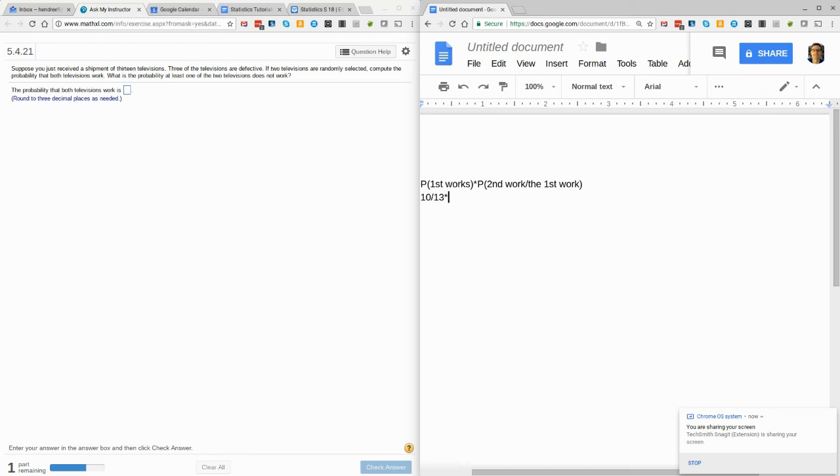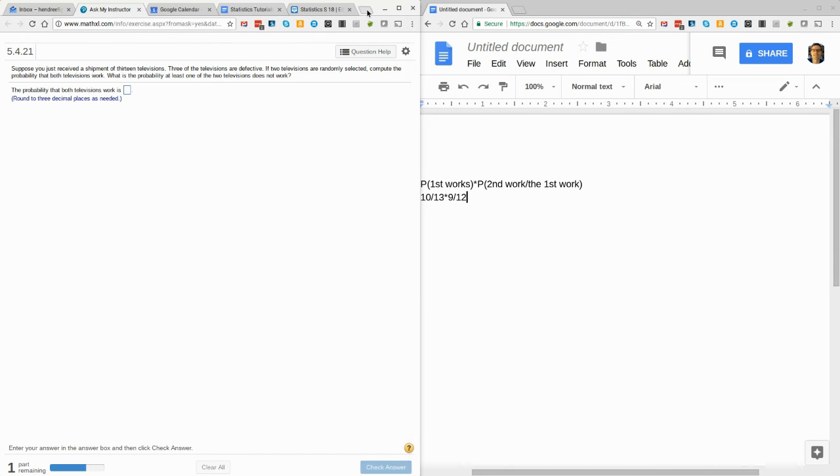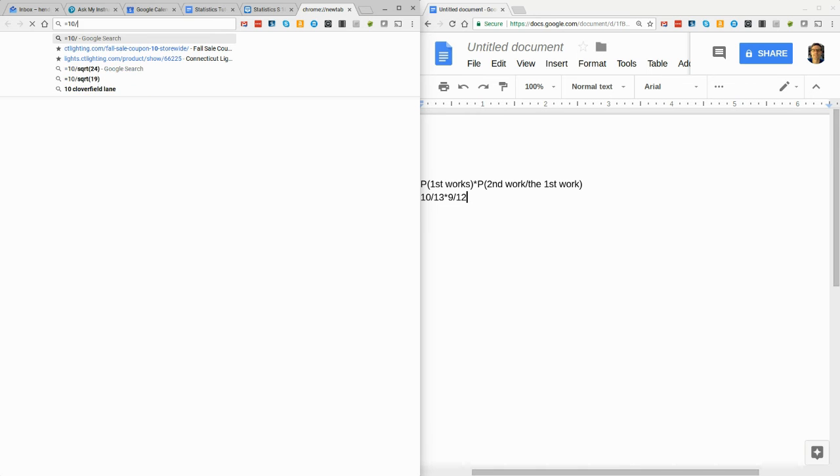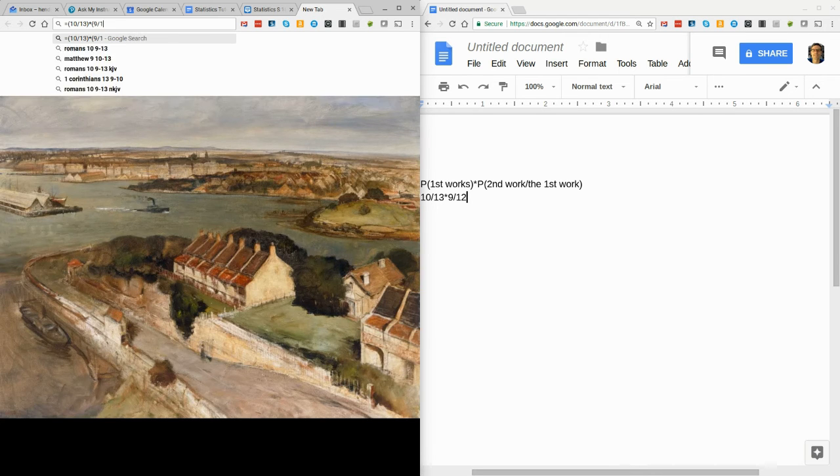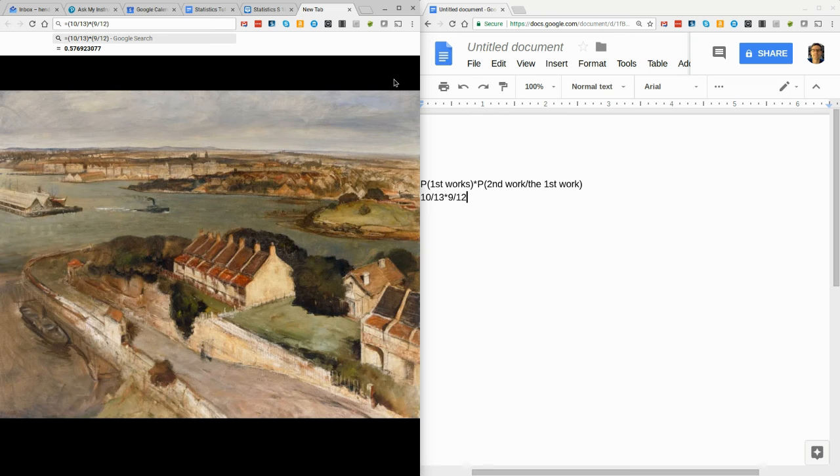So just choosing one television out, your probability of getting one that works is 10 out of 13. Now, remember, picking up one that works the first time reduces your chances that you'll get one the second time, because now there's only 9 working televisions out of 12 total televisions. So you just multiply those 2 probabilities together. Let me do that real quick. Equals 10 13ths times 9 12ths.